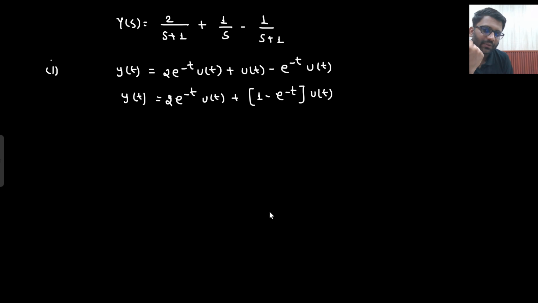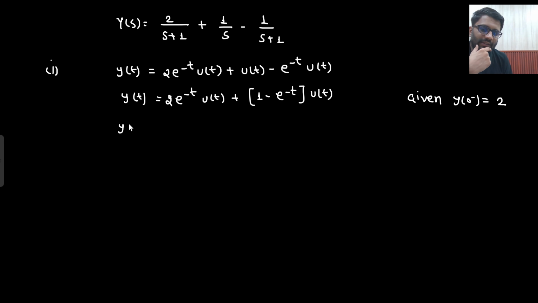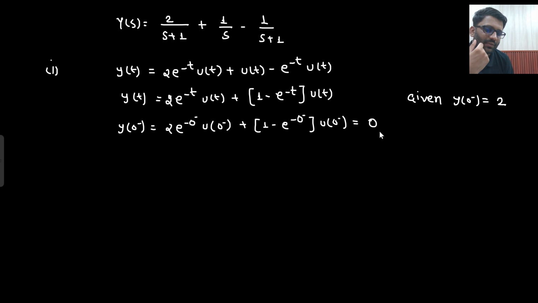Let's see whether this answer is correct or not. So what is given? That y of 0 minus is equal to 2. This is given, no? y of 0 minus is equal to 2. So let's put y of 0 minus here. What are you getting? 0 minus. What is the value of u of 0 minus? 0. Plus 1 minus e to the power 0 minus whatever it is. What is the value of u of 0 minus? That is also 0. So 0 plus 0. What is the answer? 0. But it is not equal to 2. So this answer is wrong. This answer is wrong. So when you connected u(t) on both of the sides, that was wrong.